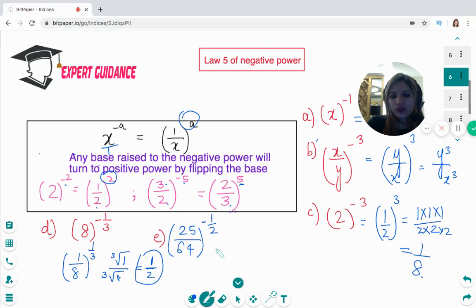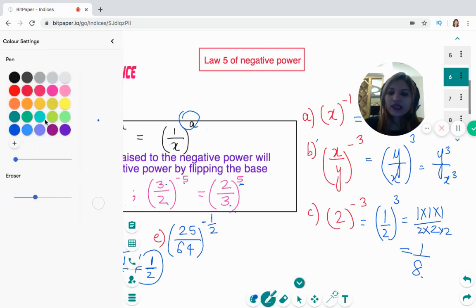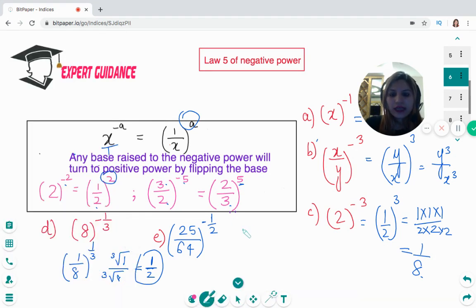Okay, let's try this last question. 25 over 64, to the power minus a half. First of all, we'll convert the negative power into a positive power. So we'll flip the base. So that becomes 64 over 25 to the power a half. Now, what does a power half mean? That means square root of 64, square root of 25. Square root of 64 is 8, 25 is 5, and that's your answer. Okay, so I hope these 5 laws are clear to you.